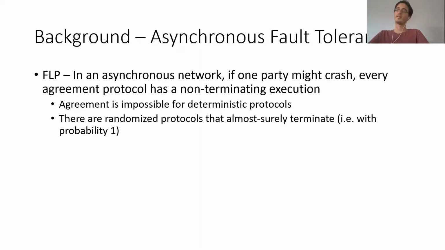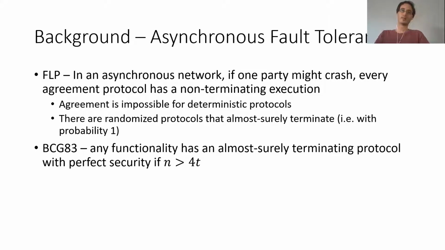So a little bit of general background about asynchronous fault tolerance. The famed FLP result showed that in an asynchronous network, if even one party might crash, every agreement protocol has a non-terminating execution. Now, an easy corollary here is that an adversary can cause every deterministic agreement protocol to just run indefinitely. On the other hand, there are randomized protocols that almost surely terminate, and by almost surely we mean with probability 1.